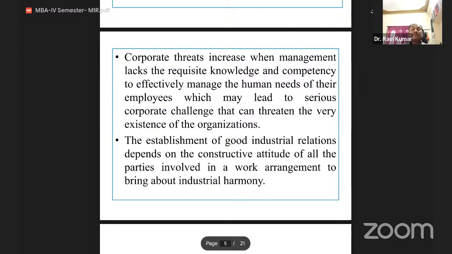The establishment of good industrial relations depends upon the constructive attitude of all the parties involved in work arrangements to bring about industrial harmony. If you are going to maintain good ethical relations, it depends upon a constructive attitude of all the parties. Let us take a manufacturing company in the cement industry. Cement uses so many raw materials, for example, sand, coal, and even soil.